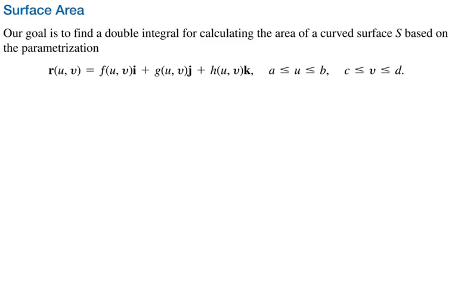Hello. Now we're going to talk about surface area, or rather, we could call this surfaces of a revolution. And the goal here, we want to find a double integral for calculating the area of a curved surface S based on the parameterization R in terms of U and V. Those U values are going to be between A and B bounds. The V values will be between C and D bounds. So let's begin thinking about how to derive this.